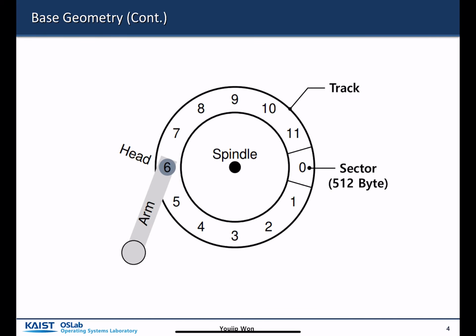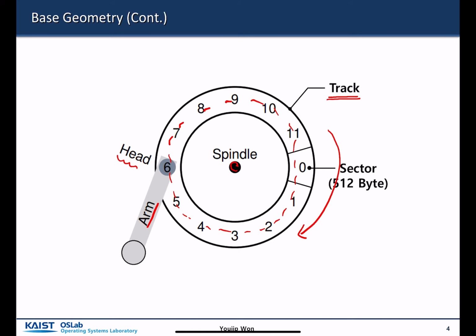Okay, so this is the basic geometry. There is an arm, and there is a disk head. If you fix the spindle and rotate the platter, with the disk head fixed, then it will form a circle. This circle is called a track.